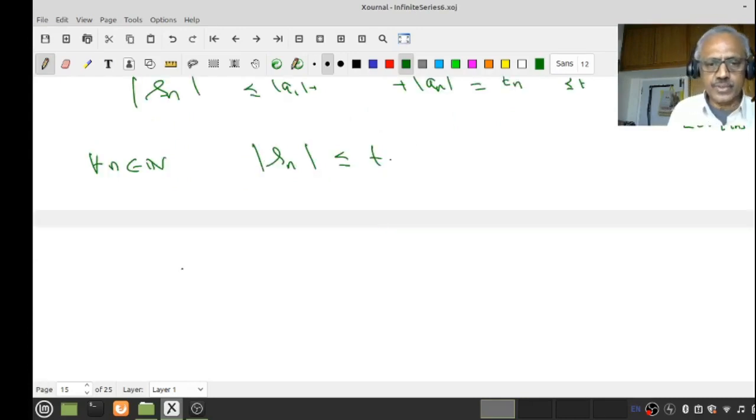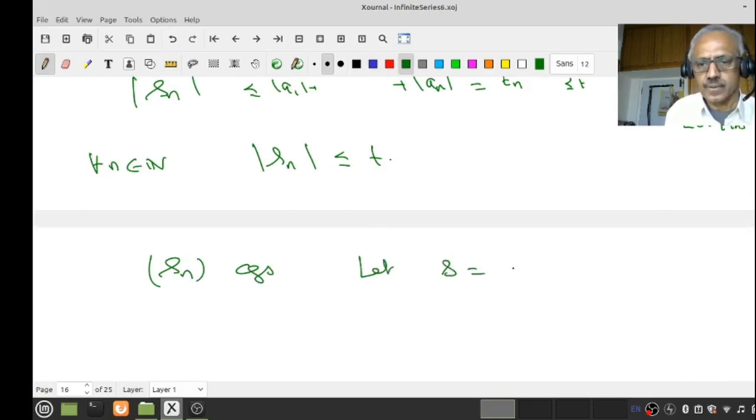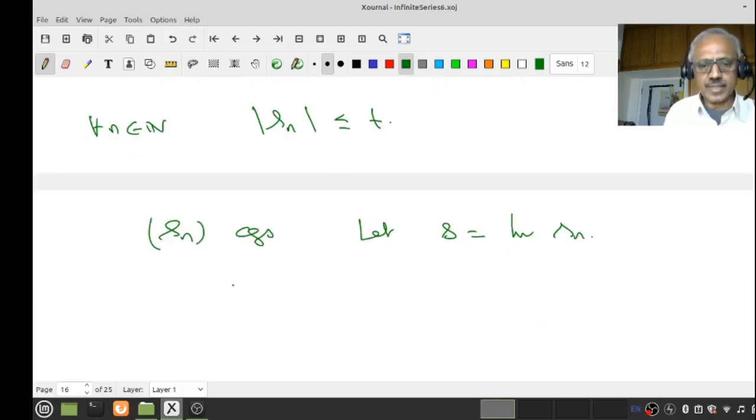Right? Now we know S_n converges. Right? So let S equal the limit of S_n. Yeah? Now from the algebra of convergent sequences we know that if S_n converges to S, it implies mod S_n converges to mod S.